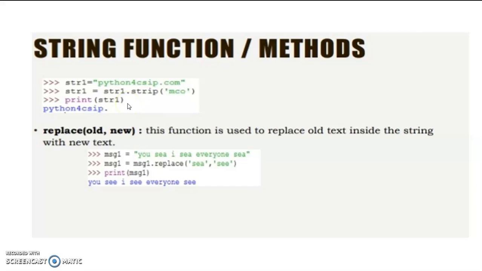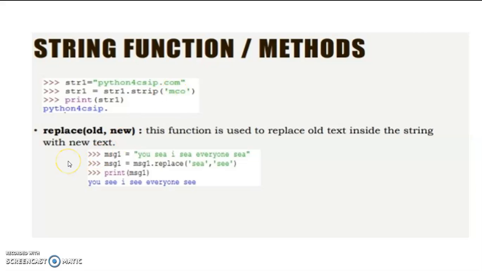See one example. str1 is equal to python for csip.com. str1 is equal to str1 dot strip MCO. See here the reverse is given, MCO. Then it will remove these characters from the given string. Then print str1. It will remove the COM and print only python for csip dot. Here we are passing MCO, but COM is another combination of these characters. That's why it will remove this COM from our given string.